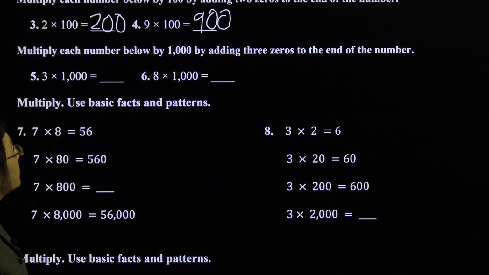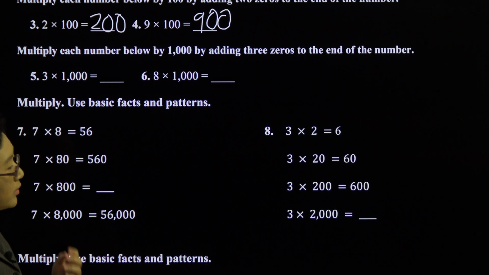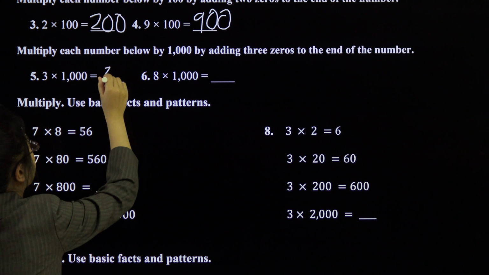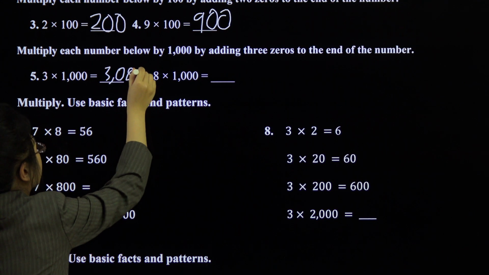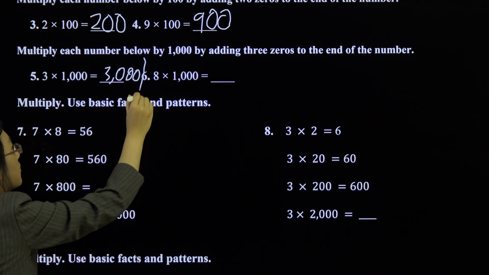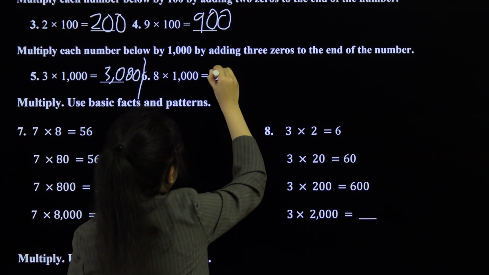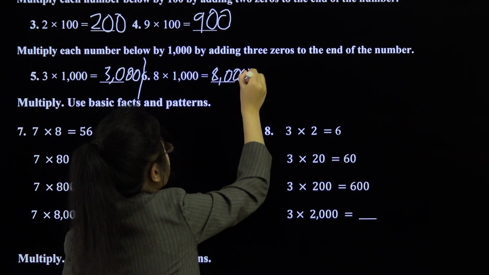We move on to multiply each number below by 1,000 by adding 3 zeros to the end of the number. For example, 3 times 1,000 would be 3 and 3 zeros, which is 3,000. 8 times 1,000 would be 8 and 3 zeros, which is 8,000.